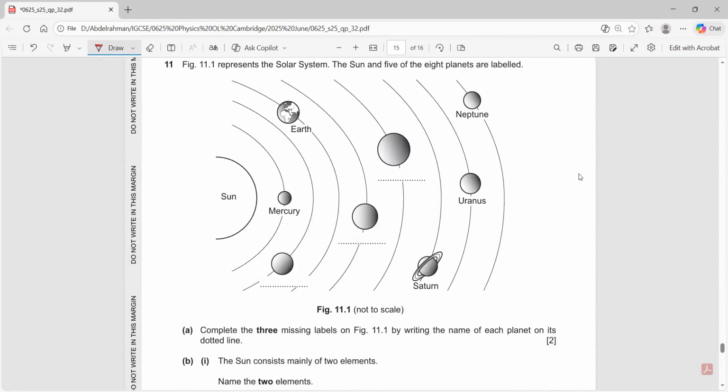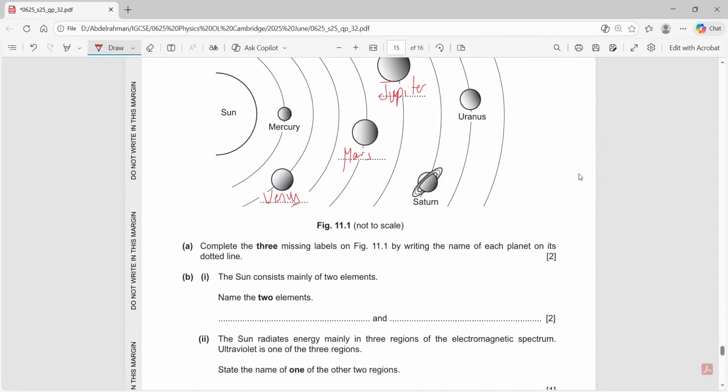Okay, figure 11.1 shows the solar system. Can I complete the 3 missing labels? So you have Mercury, then Venus, Earth and Mars, then Jupiter. The sun consists mainly of 2 elements, which are hydrogen and helium.